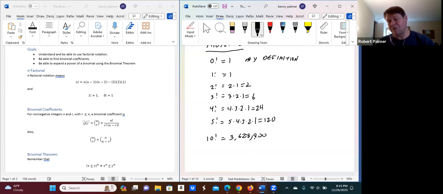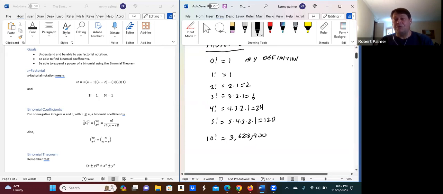3,628,800. Okay, so that's actually 10 factorial. So you get the idea. Basically, we just take whatever number this is, multiply by the next number down, and times the next number down, all the way back to 1. Right, so that's what factorial notation means.